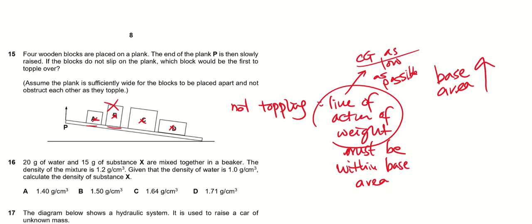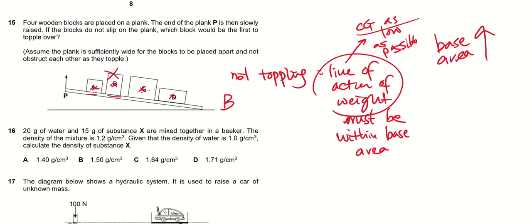So the first one to topple over will definitely be B. Because if we look at C and D, they have very big base area, and their center of gravity is relatively lower, or actually the same as B. For C, if I compare B and C, they have the same height of CG, but C will actually have a larger base area, so C will be more stable than B. Then if I compare B with A, same base area, but A has a lower center of gravity, so B will surely topple.